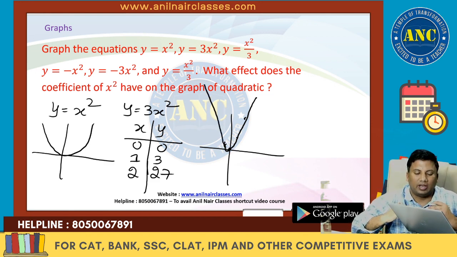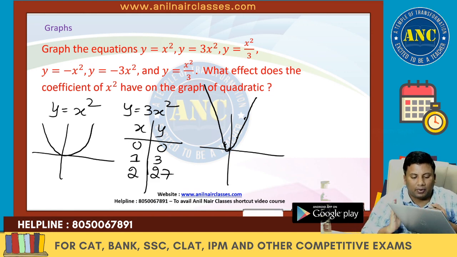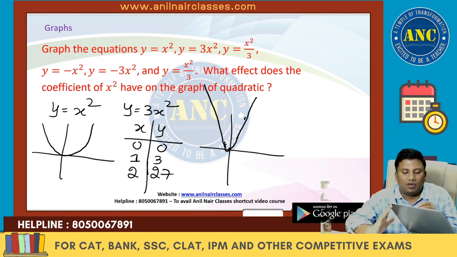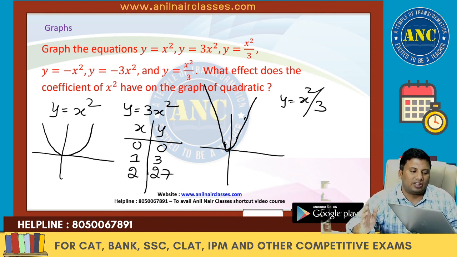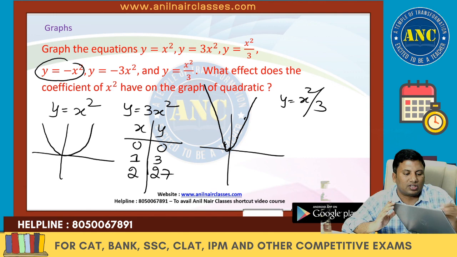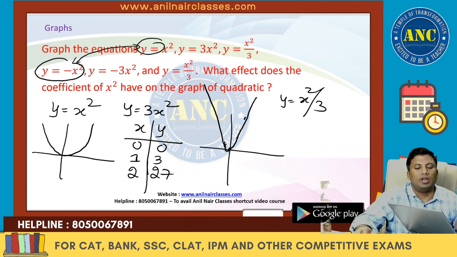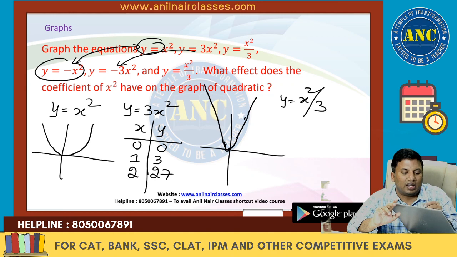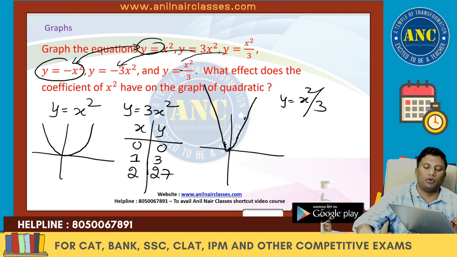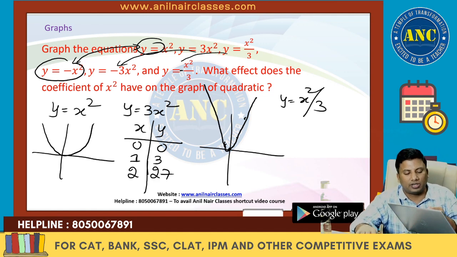3x square means, depending upon the values, the graph will grow. y equivalent to x square by 3, just divide by 3. y equivalent to minus x square, it is a reflection along x-axis. y is becoming minus y. I hope you can draw the diagram. Just substitute the values, 2-3 points, and you can see the graph.